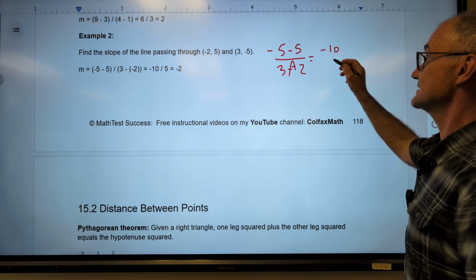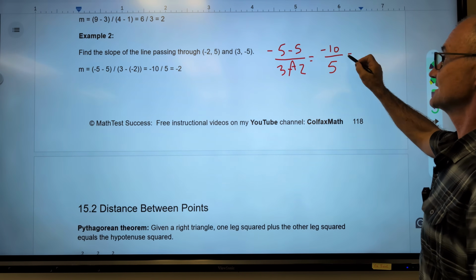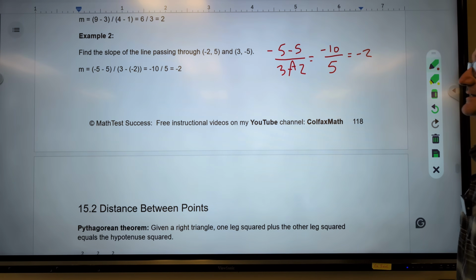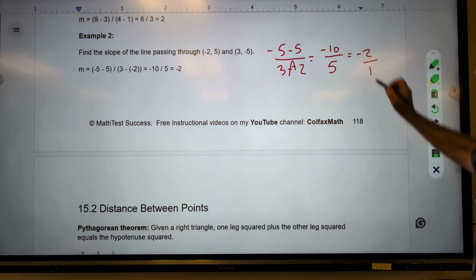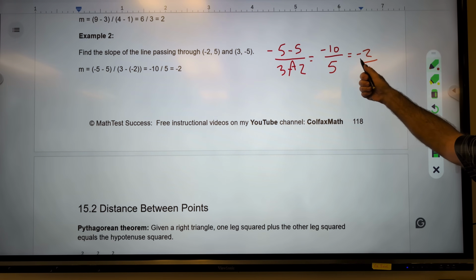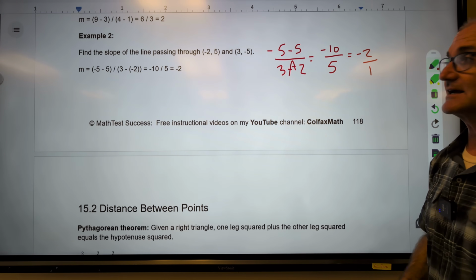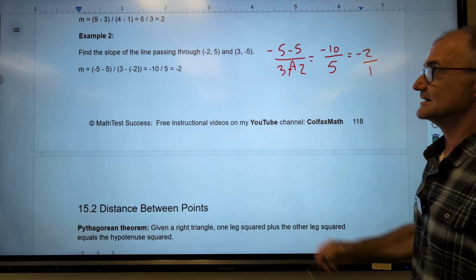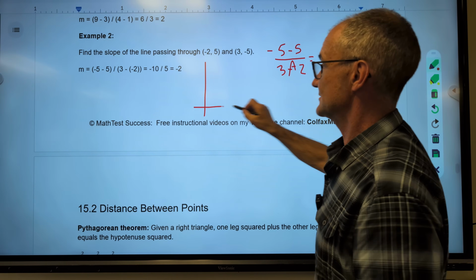Minus and negative is plus, so that works out to be 5. This is equal to -2. It's still a slope, still a rise over a run. It is negative, saying I am going down. It's a negative slope. That's how you do it algebraically, but I could do it graphically too.